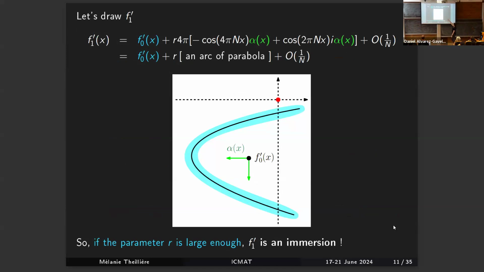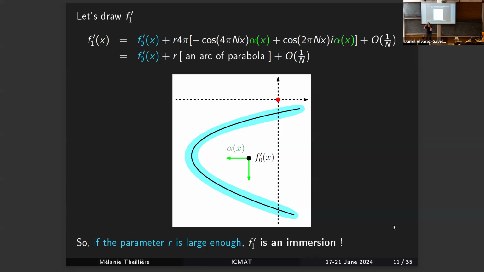So we have to understand this formula. Okay, we could rewrite the derivative a bit like that. So f1 prime is given by the derivative of f0 plus what is given in the deformation: the amplitude times an arc of parabola, which I just drew there, plus an error controlled by the number of corrugations. The larger the number of corrugations, the smaller the error around this arc of parabola. So we don't know exactly what the derivative is, but we are sure that our new derivative is in a neighborhood of this arc of parabola.